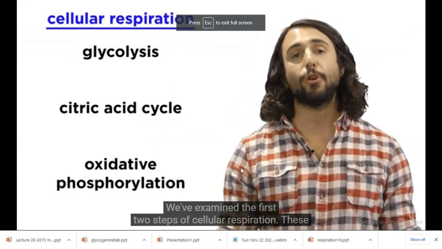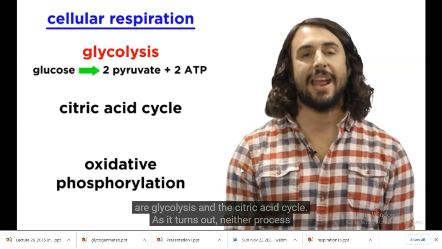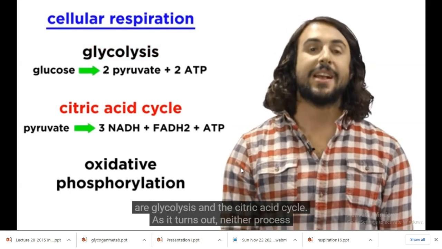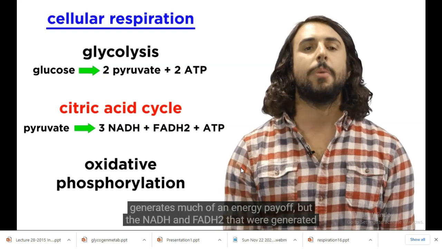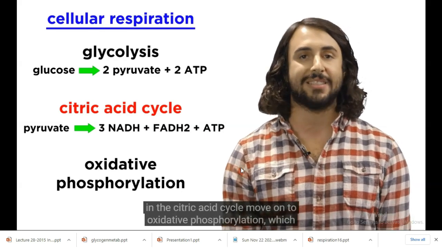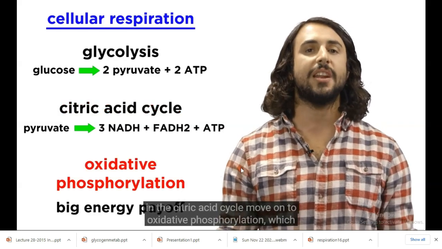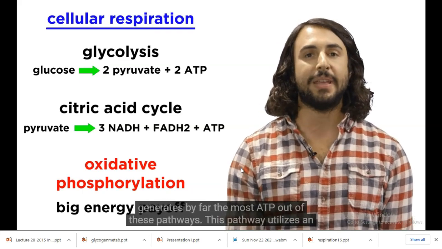We've examined the first two steps of cellular respiration. These are glycolysis and the citric acid cycle. As it turns out, neither process generates much of an energy payoff, but the NADH and FADH2 that were generated in the citric acid cycle move on to oxidative phosphorylation, which generates by far the most ATP out of these pathways.